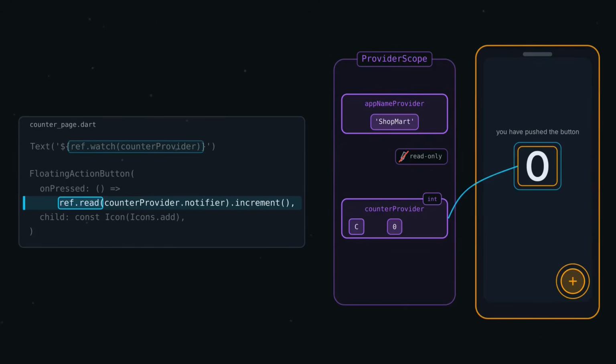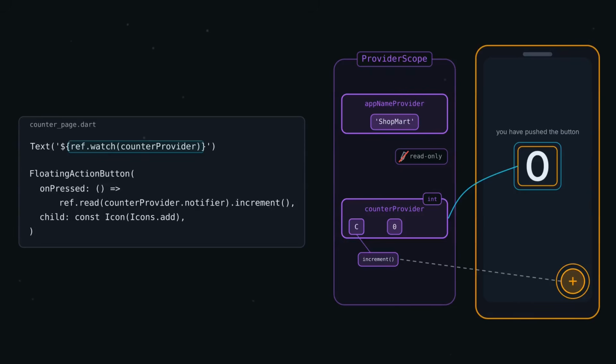Ref.read, not watch. CounterProvider.notifier. .notifier means give me the object with the methods on it, not the value. And then we simply call increment. So why read here and not watch?